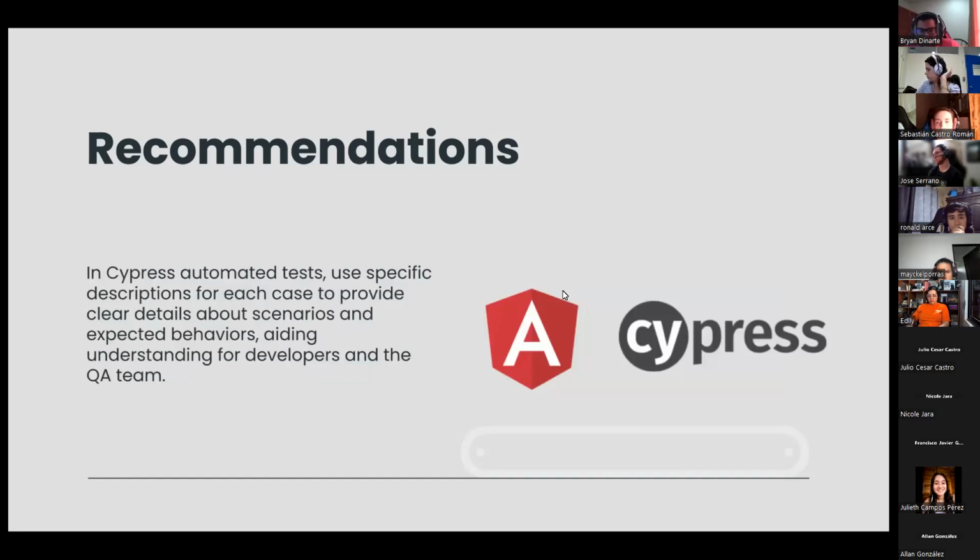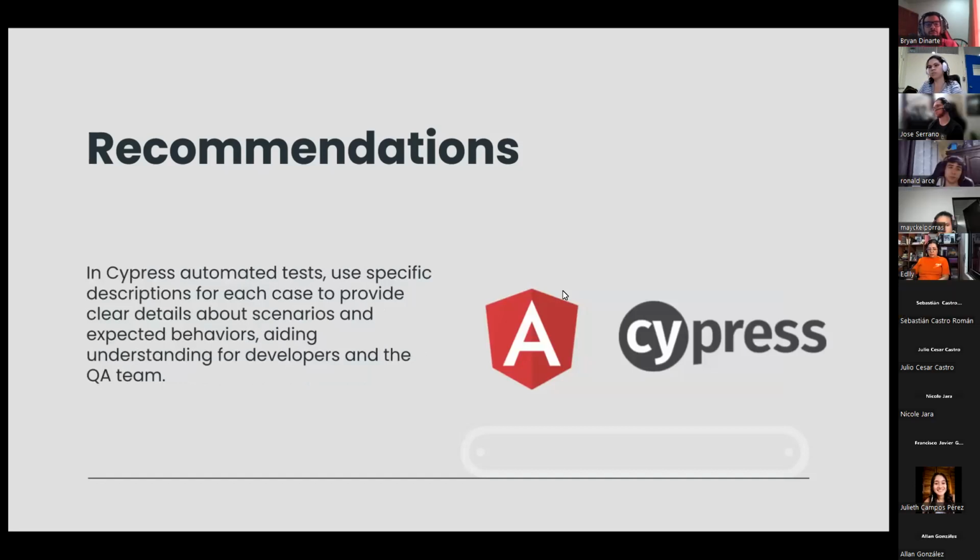And the last recommendation is in Cypress. The Cypress automatic tests should use more specific descriptions, for the first case, to give clear details about the scenarios and specs, aiding understanding for developers and the QA team.